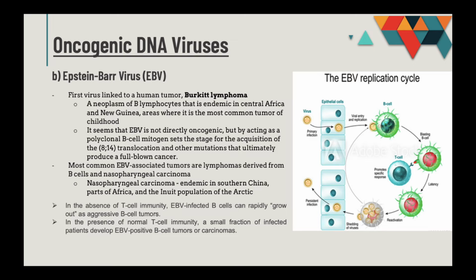Most EBV-associated tumors are lymphomas derived from B cells and nasopharyngeal carcinoma. Nasopharyngeal carcinoma is endemic in southern China, parts of Africa, and the Inuit population of the Arctic. In the absence of T-cell immunity, EBV-infected B cells can rapidly grow out as aggressive B-cell tumors. In the presence of normal T-cell immunity, a small fraction of infected patients develop EBV-positive B-cell tumors or carcinomas.